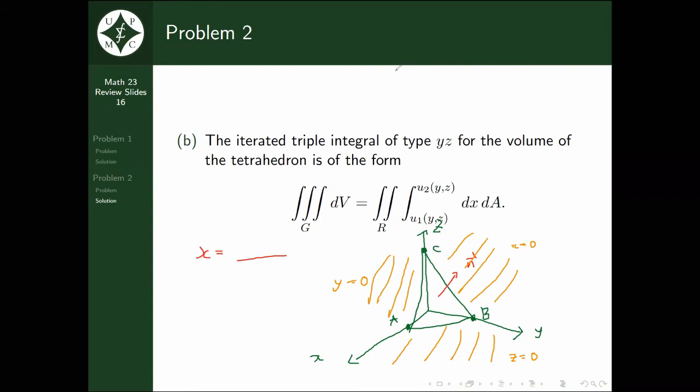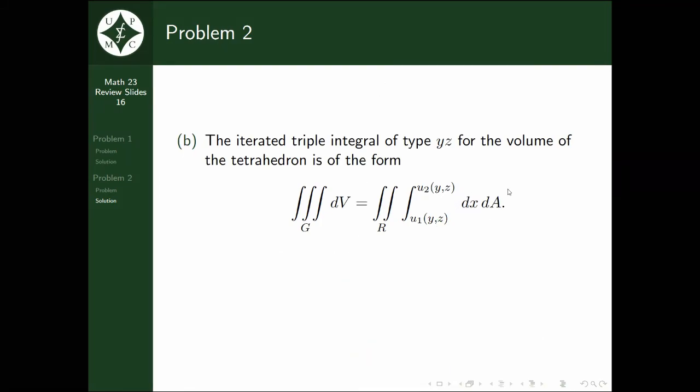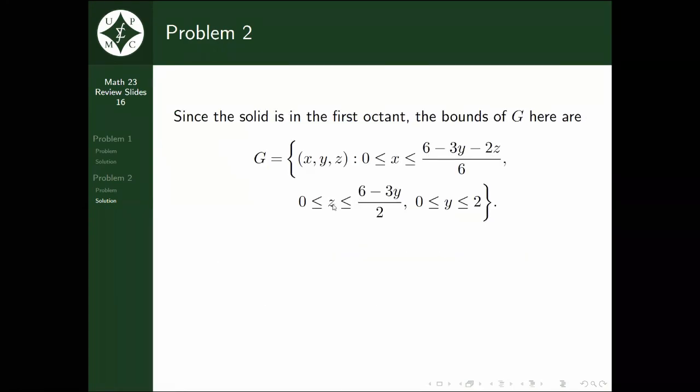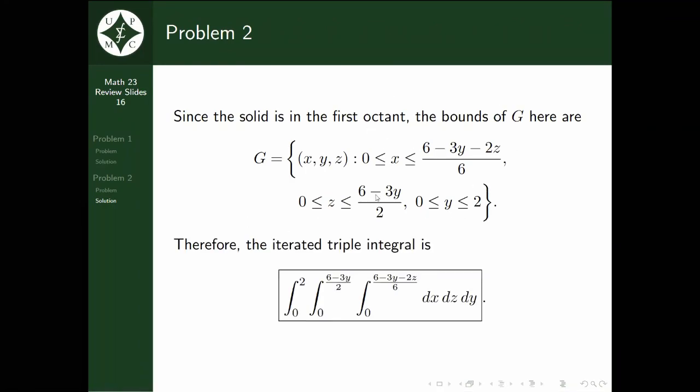So that's our dx. For dA, again, you can either choose dy dz or dz dy. What's important is that you get the projection of the plane when x equals 0. So you get 3y plus 2z equals 6 when x equals 0. For us, we did z first, then y. So again, these are the bounds, and this is the iterated triple integral.